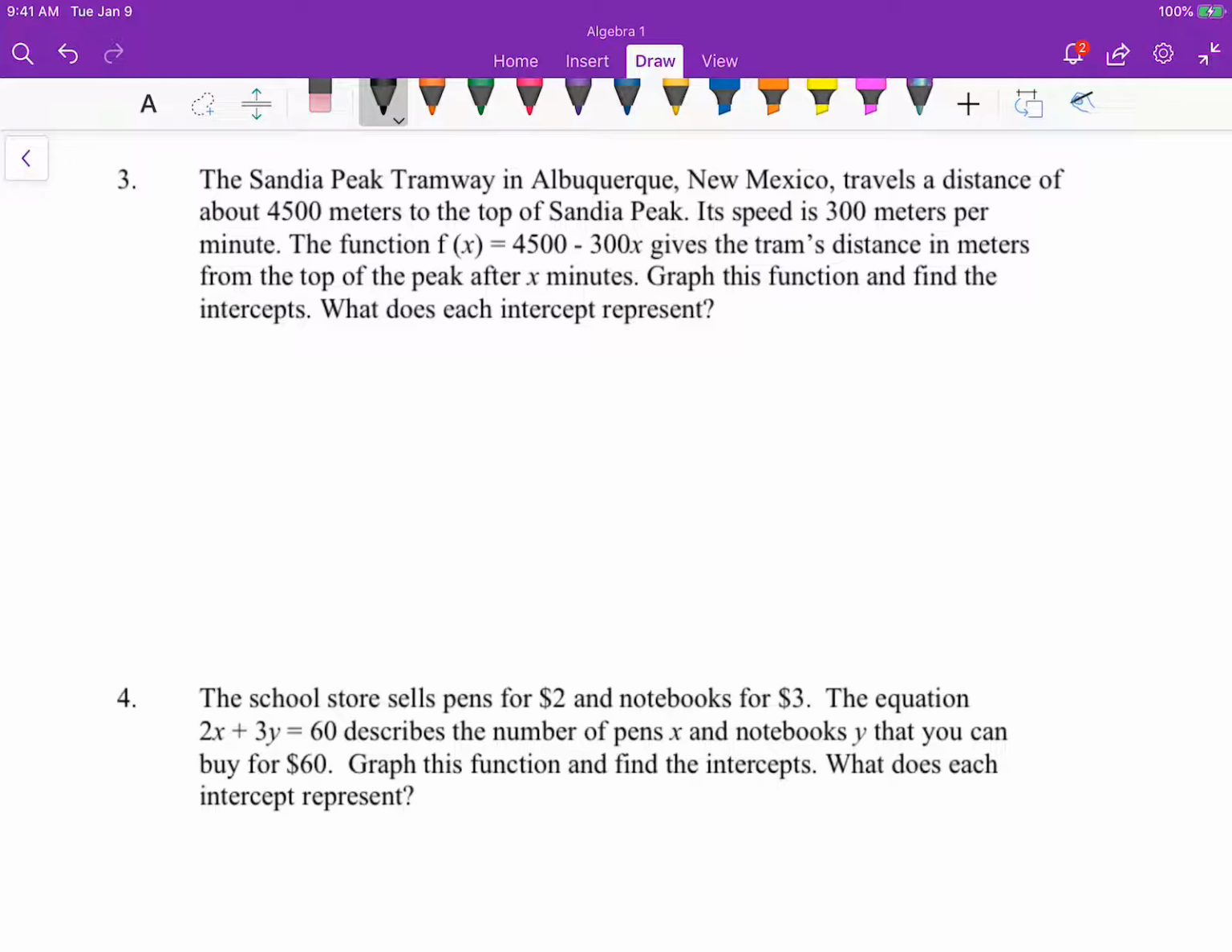So the fastest way to go about this problem is definitely to get it in standard form first.